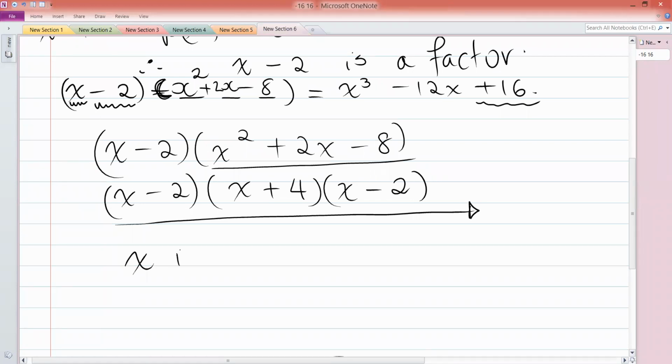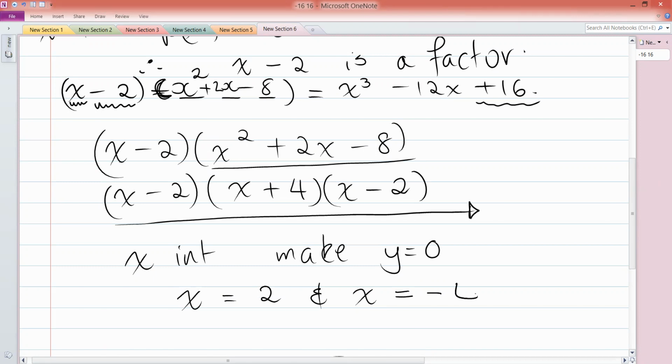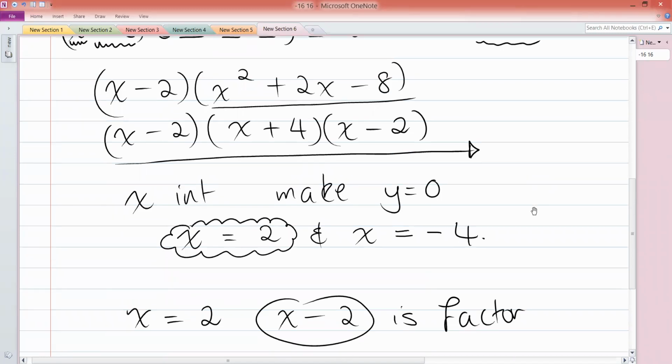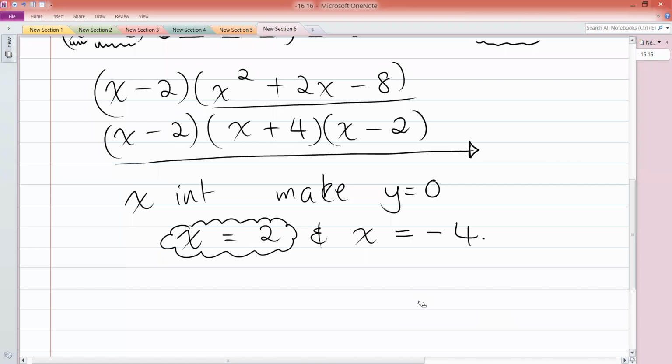Okay. To find the x intercepts, we make y equals 0. So from this, straight away, we can see that the x intercepts, which are the roots, x equals 2 and x equals negative 4. Can you see you're going to have 2 of these? That means the turning point is going to be on that particular point there. So those are your x intercepts.